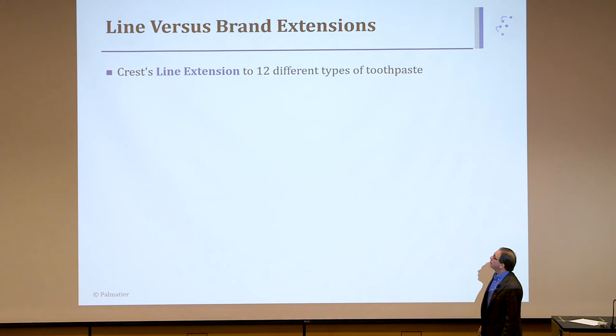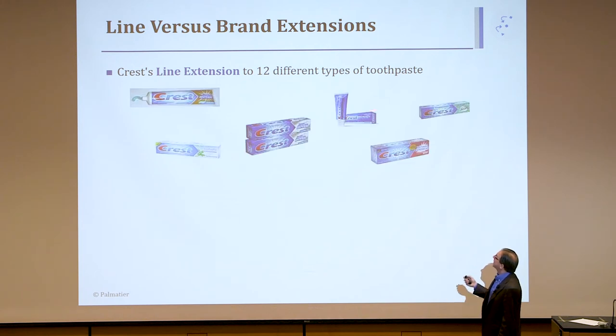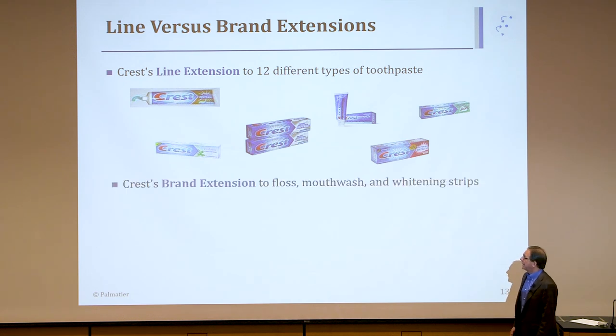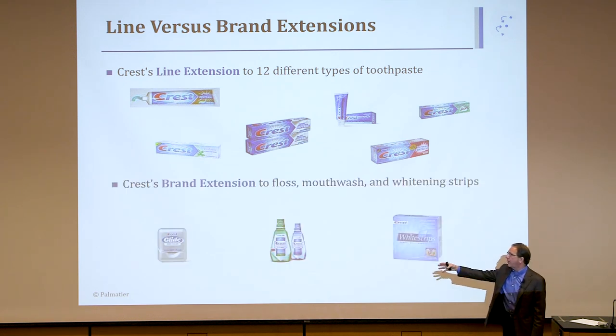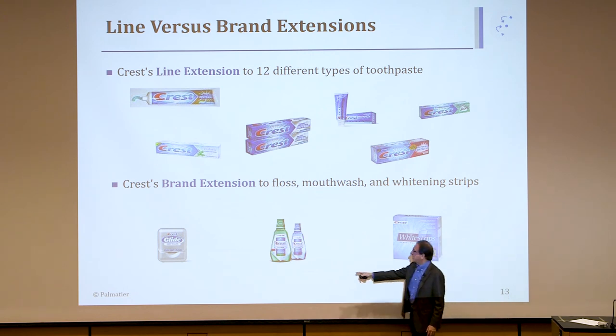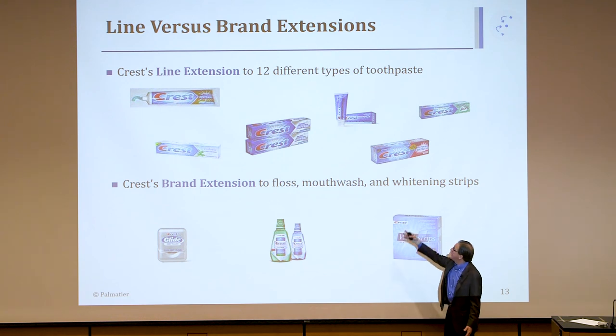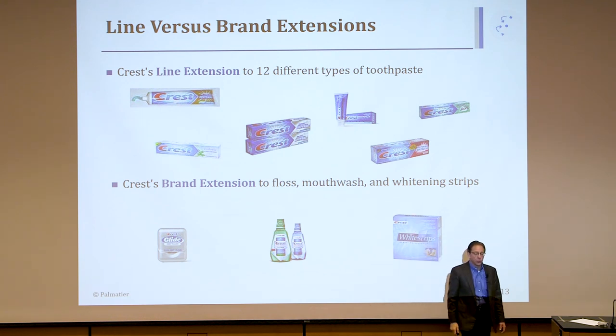So let's go through. I talked about Crest. Here are some examples of line extensions, where they just add different ingredients. Typically, 99% of all the ingredients are the same. In many cases, these are more of a marketing effort than really a new product. Brand extensions are these other products, sometimes called a brand category extension. They're trying to leverage the equity in Crest into other categories. And when you hear that, you say, geez, if they make good toothpaste, they probably can make good mouthwash too. It's related.